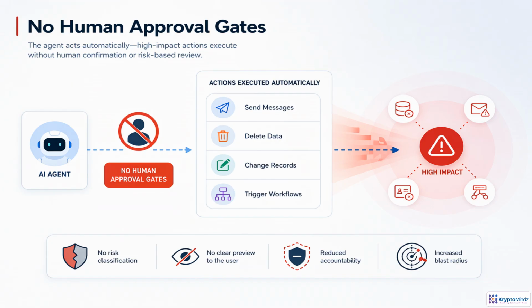Automation also needs checkpoints. When an agent moves straight from planning to execution, small misunderstandings can become real-world changes. Sending messages, deleting data, updating records, and launching workflows should not all be treated the same. The system needs to classify risk before acting, and for high-impact actions, pause for human review. A clear preview matters too: what will be changed, who will be affected, and how to undo it. Without that checkpoint, accountability gets blurry, and automation can repeat mistakes faster than people can catch them.